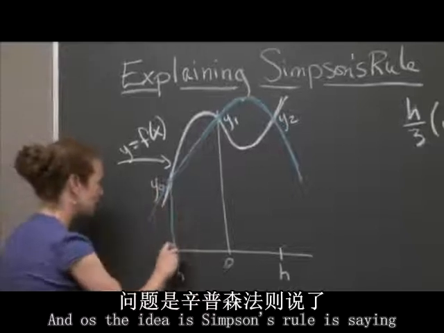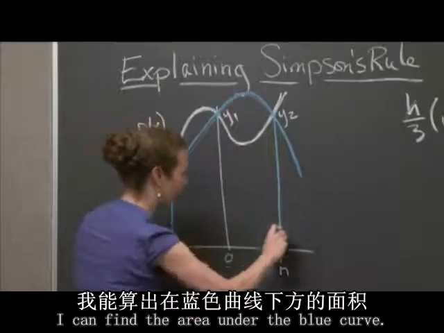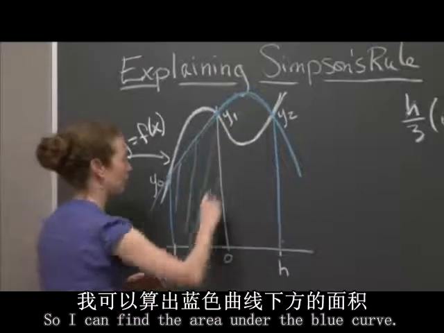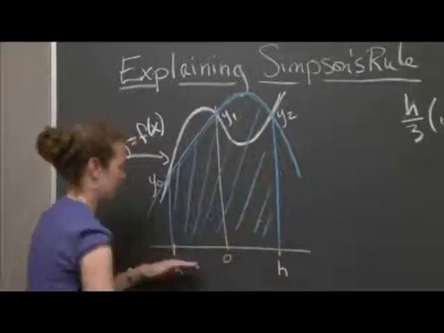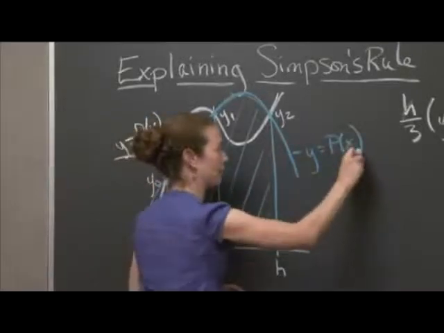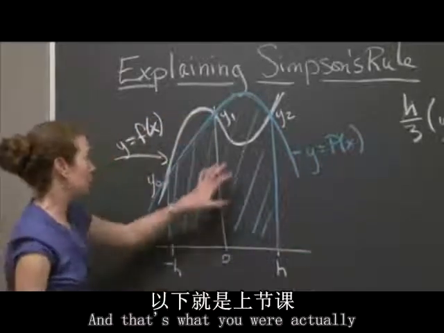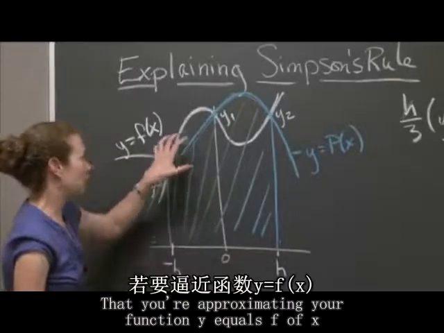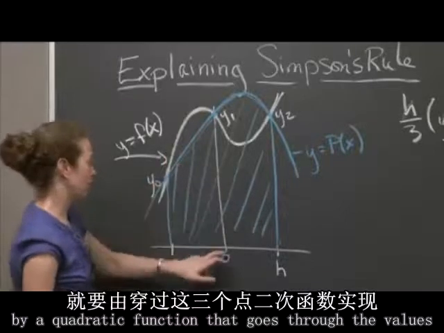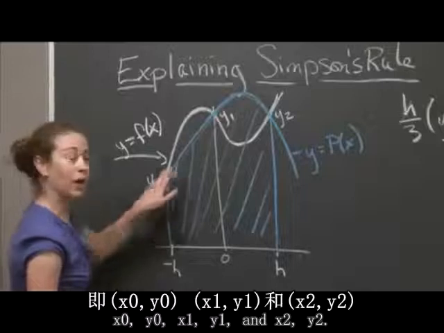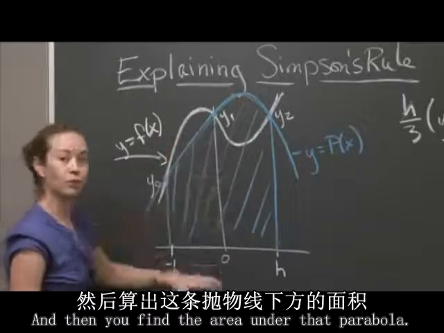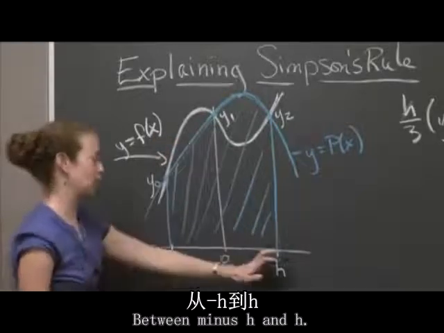And so the idea is Simpson's rule is saying I can find the area under the blue curve. So this is a function, we'll call this y equals p of x. And that's what you were actually told about in lecture, that you're approximating your function y equals f of x by a quadratic function that goes through the values x0, y0, x1, y1, and x2, y2. And then you find the area under that parabola between minus h and h.